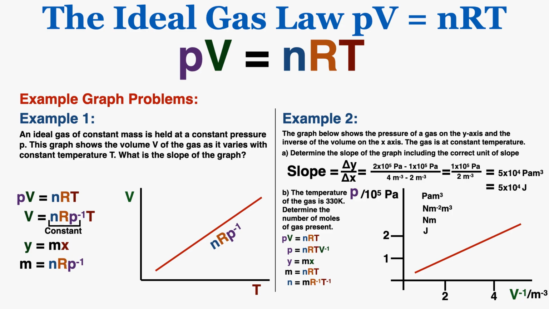So n is equal to the slope over RT. I can plug in what I know about the slope. R is always a constant, and 330 Kelvin I get from the problem. And when I calculate that out, that's equal to 18.2 moles of gas present based on the properties of this graph.